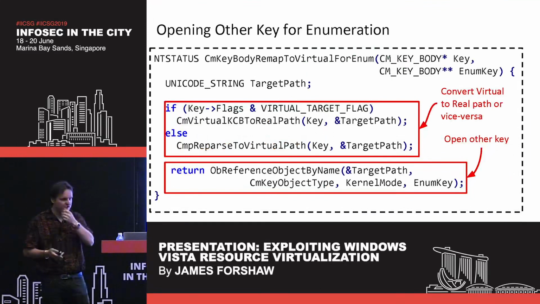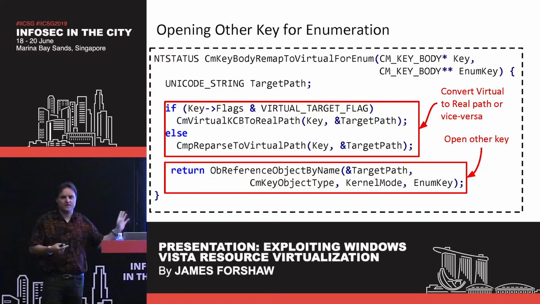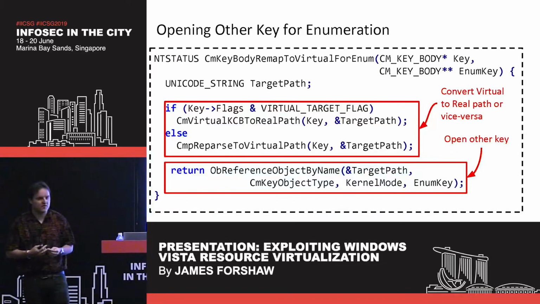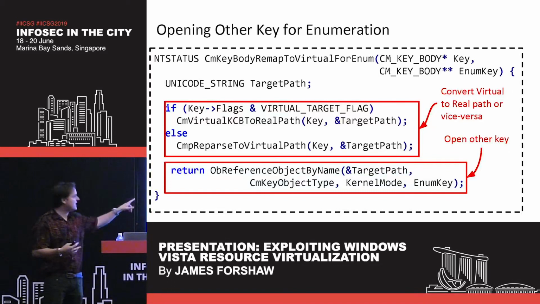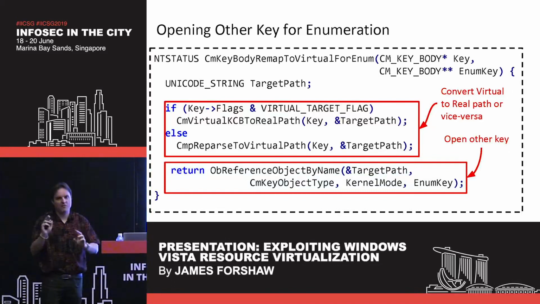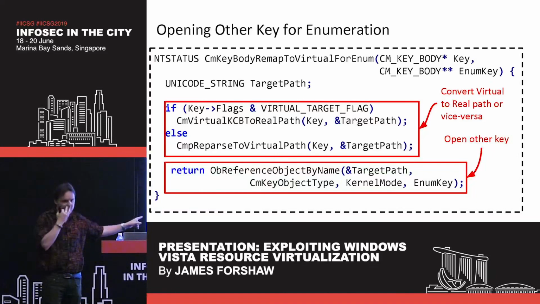So if you actually look at the code for this, it's all, again, inside the kernel itself. It basically goes, okay, is this key the target of virtualization? Is it basically a key which is in the virtual store? And this is just set as a flag on the key control block. If it is, convert that key control block key to the actual real path that virtual key is representing. And then open that key by name, okay?